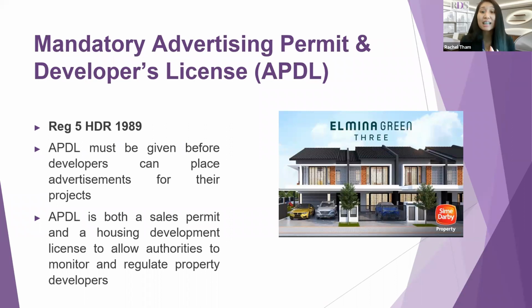APDL is both a sales permit and a housing development license to allow authorities to monitor and regulate property developers. It is introduced to ensure developers have proper authorization and compliance in advertising the sale of the property to prevent deception and false advertising. Besides that, APDL contains information about developers in which buyers could take legal action against the developer if there is any violation of the law.